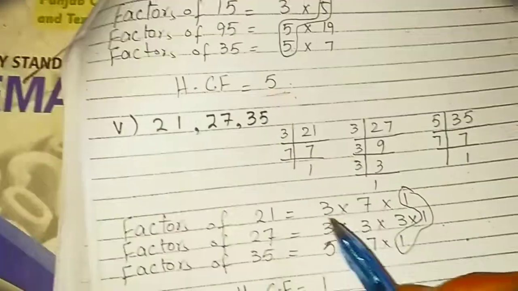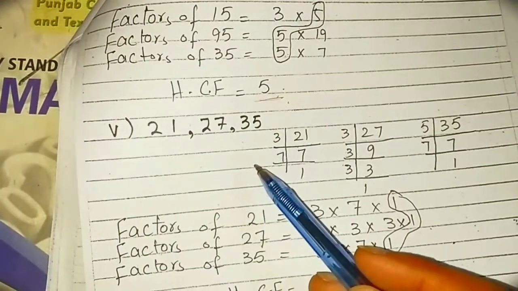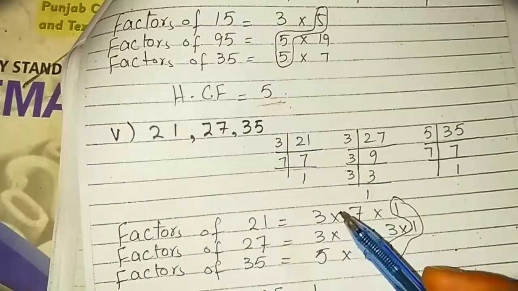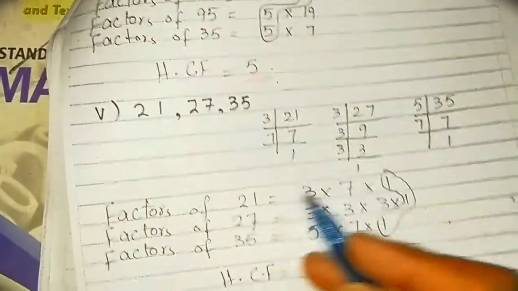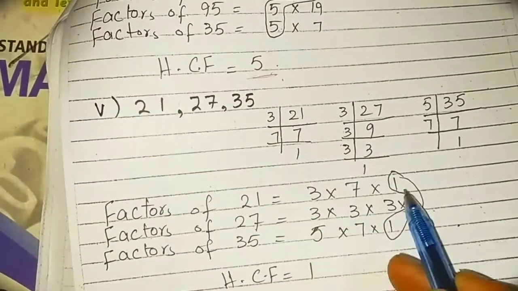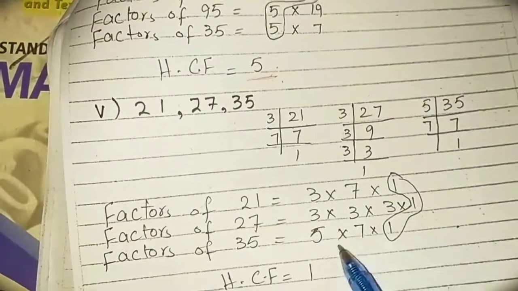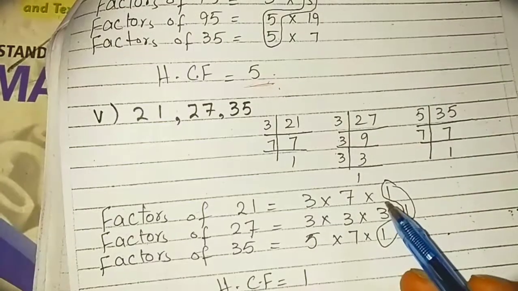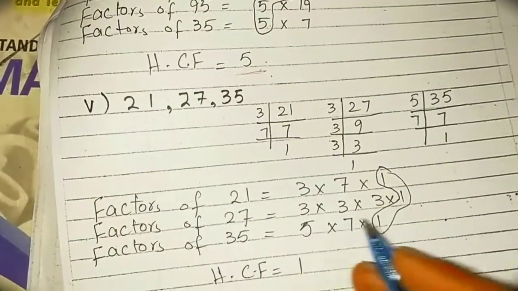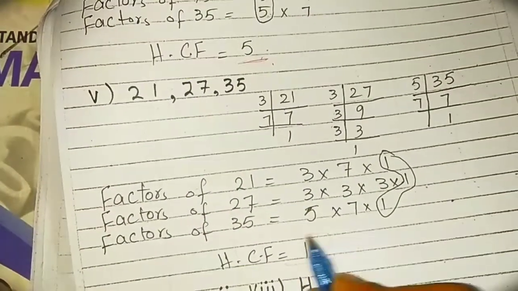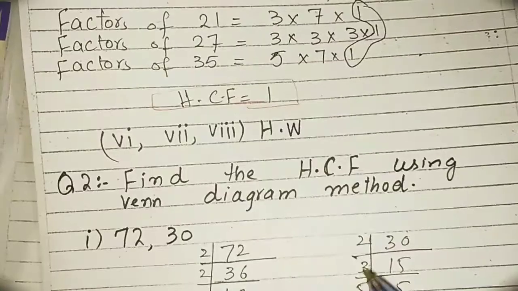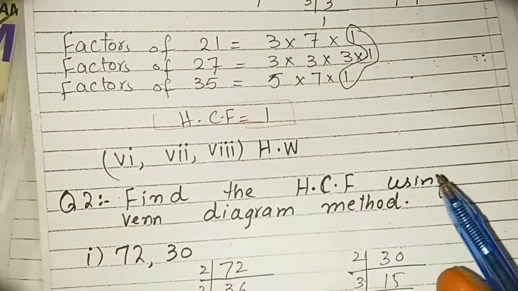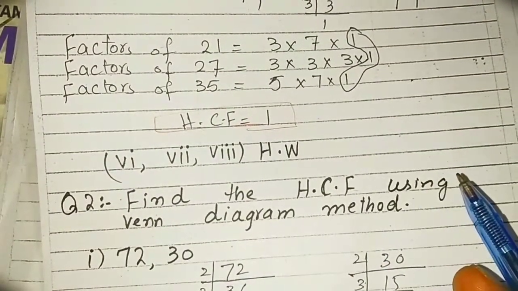Next, in part 5 we are provided with numbers 21, 27 and 35. First we have to make factors of these numbers, and the factors are 3 and 7, 3, 3 and 9, 5 and 7, with 1 in each. Because 1 is present in all three numbers, our HCF is 1. Parts 6, 7 and 8 will be your homework. You have to do it yourself.